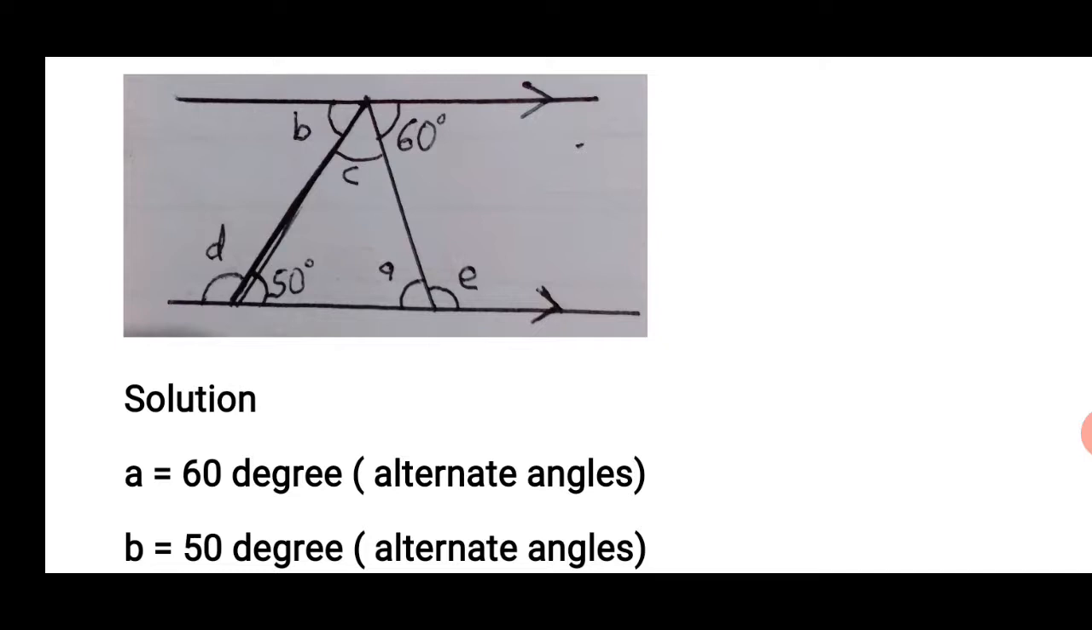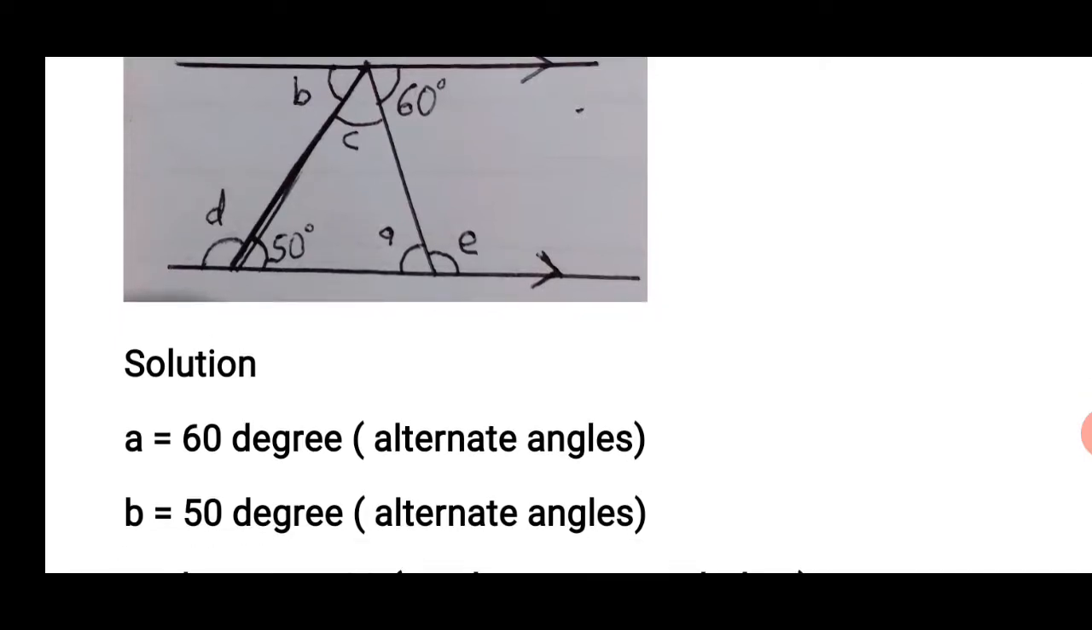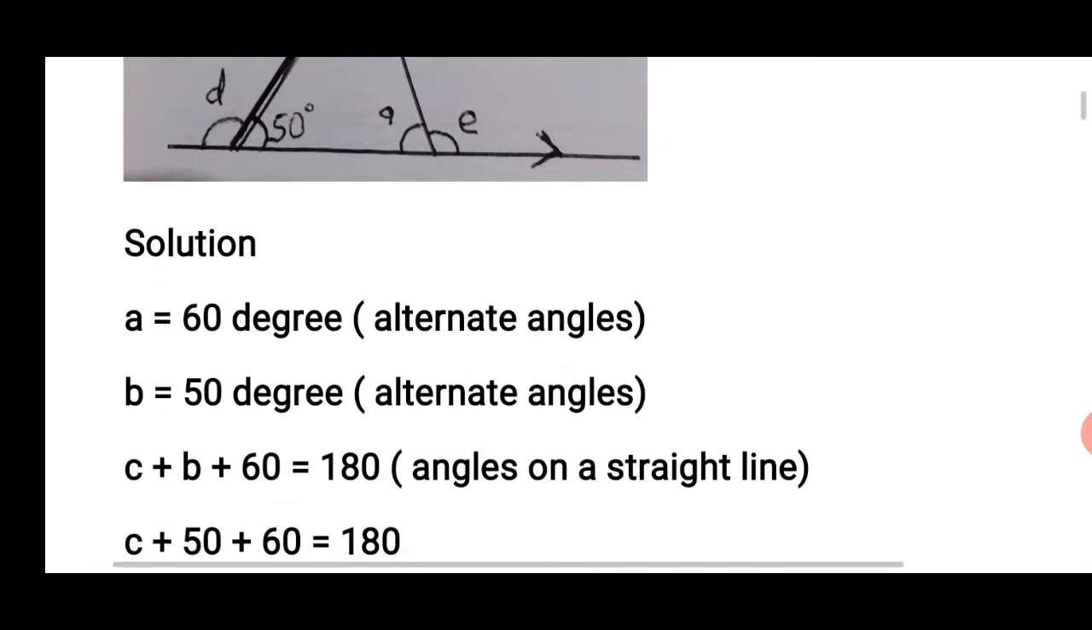Look at angle B and 50. There is also a relationship between them, which is also alternate. The way the angles are shows that they are alternate to each other. So angle B is equal to 50 degrees. The reason is also alternate angles. So alternate angles are equal to each other.